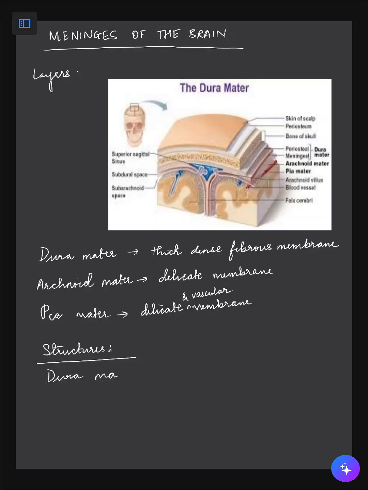Now next is meninges of the brain. What are the layers of this meninges? We have been studying this since our schooling days: dura mater, arachnoid mater, and pia mater. Now this dura mater is thick, dense and fibrous. Arachnoid mater is a delicate membrane and vascular. Delicate and vascular membrane is pia mater.